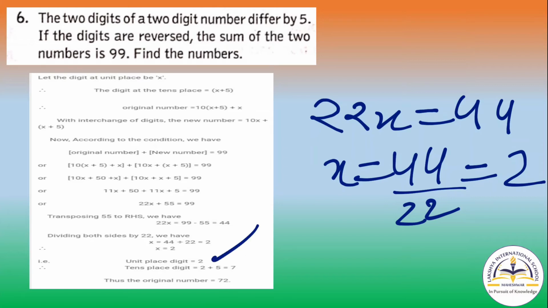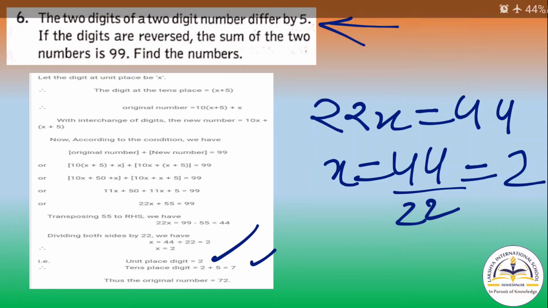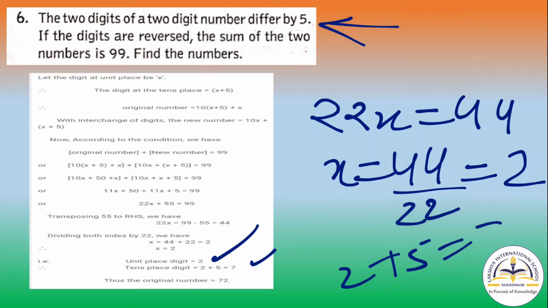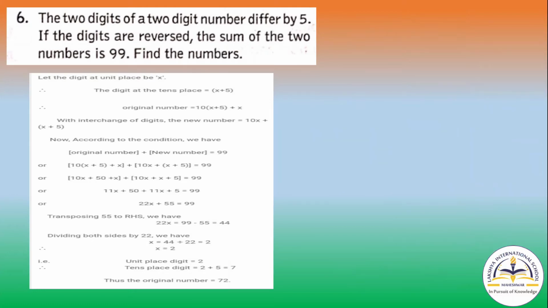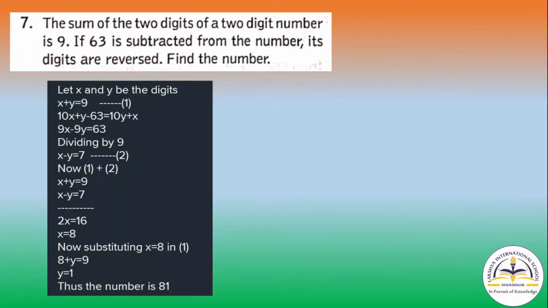Now the tens place digit is 2 plus 5. It is written here that they differ by 5. It means 2 plus 5, that is 7. Now when we put the values into the original number, 10x plus 5 plus x, we will get 72 as the answer. That will be the number.